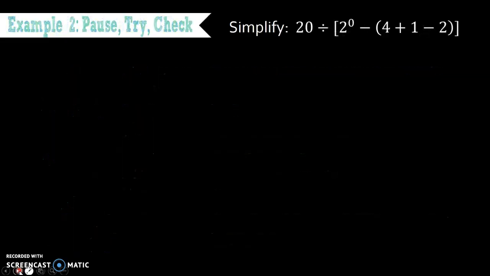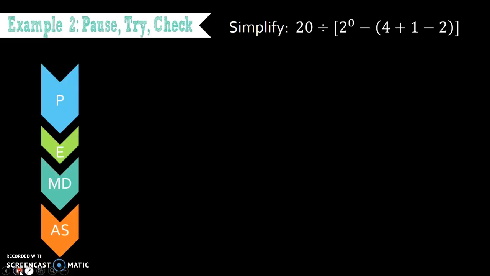Pause and try this one, and then we'll check it together. Simplify 20 divided by 2 to the 0 power minus 4 plus 1 minus 2. Let's start with our order of operations. Parentheses, I have brackets, and then I have parentheses inside the brackets. I'm going to do the inside grouping first, the 4 plus 1 minus 2.